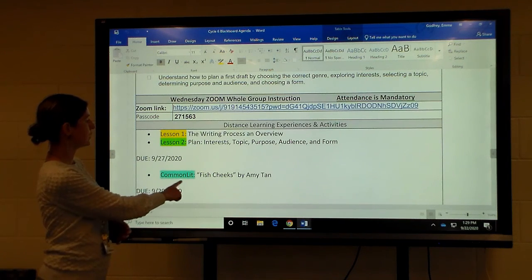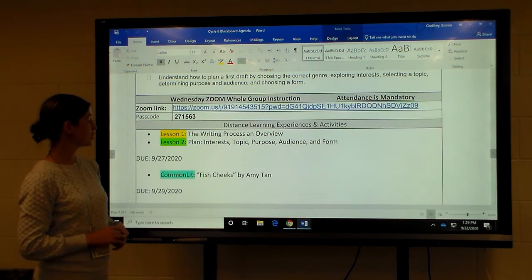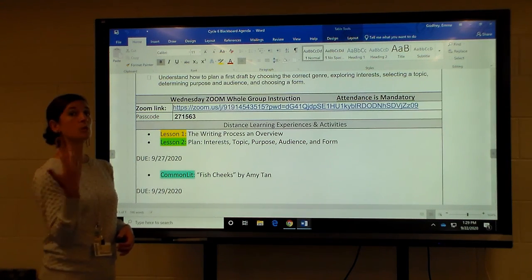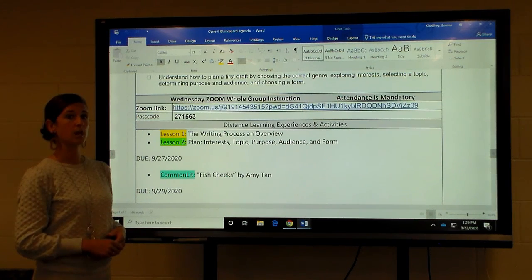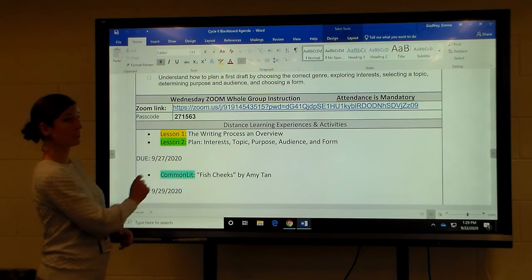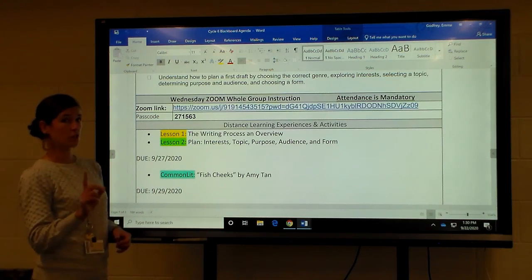This is something that's new. We're going to have a reading, a short story by Amy Tan called Fish Cheeks, and this will be found in CommonLit. And starting this cycle and going forward, we'll have some different reading assignments that are going to help us with that bigger writing assignment towards the end of the quarter. So 3 different lessons, 2 in schools PLP, 1 in CommonLit, and I'll show you that in just a minute.